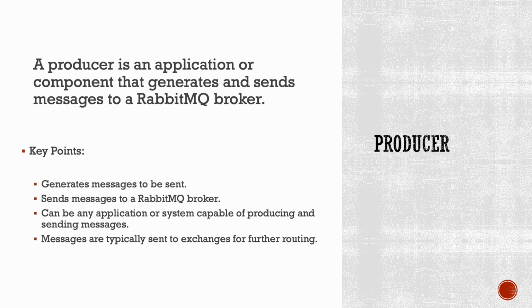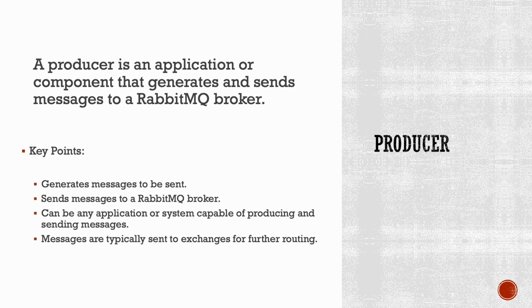A producer is an application or component responsible for generating and sending messages to a RabbitMQ broker. It plays a crucial role in the messaging system by producing the data or events that need to be communicated. Here are the key points to understand about producers. Firstly, a producer generates messages to be sent. These messages contain the information or data that needs to be communicated to other components or consumers.